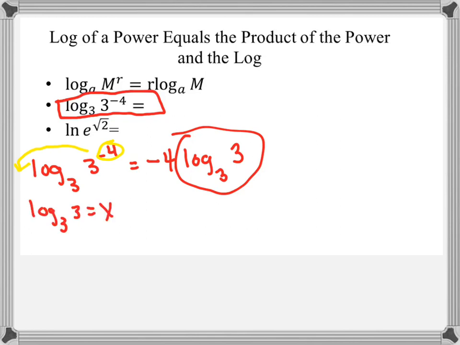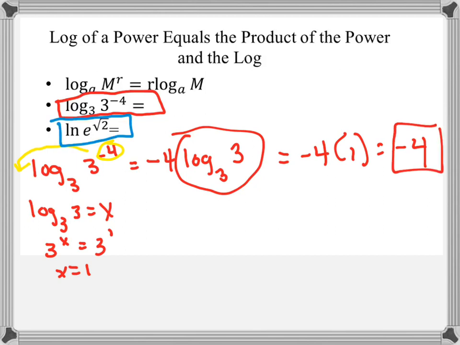And we will see if we can simplify log base 3 of 3. We'll set it equal to x. We'll rewrite it in exponential form. 3 to the x equals 3, or 3 to the 1, and then set the exponents equal. So this becomes negative 4 times 1, or just negative 4.